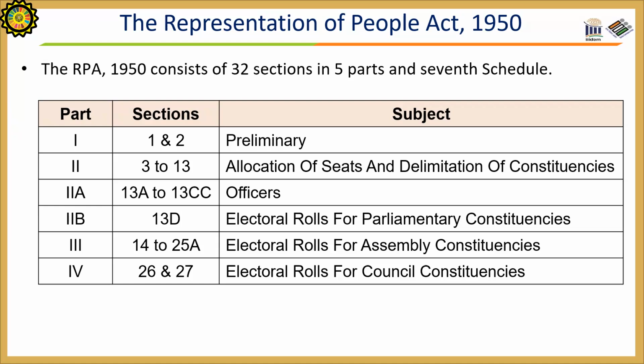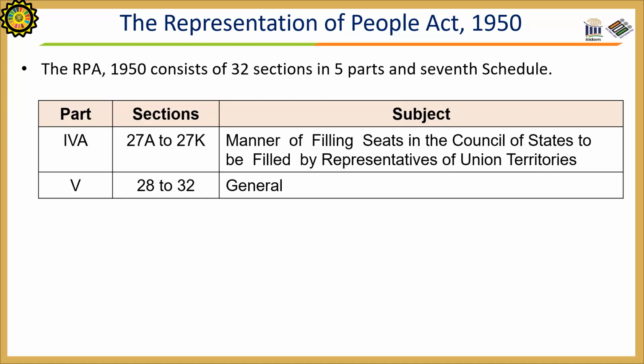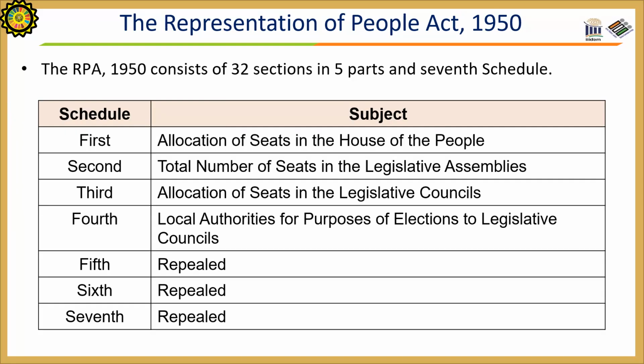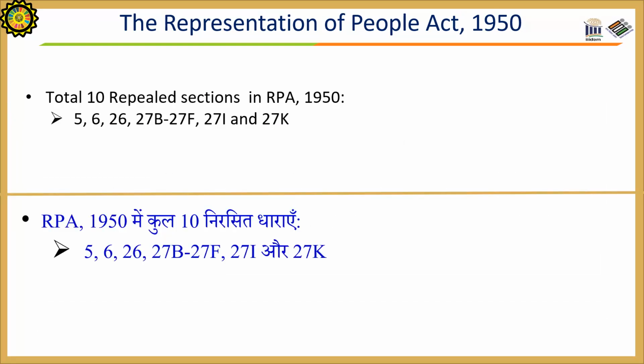The RP Act 1950 consists of 32 sections in 5 parts and a 7th schedule. All these are shown on the screen. There are a total of 10 repeal sections in RP Act 1950, and these are shown on the screen.